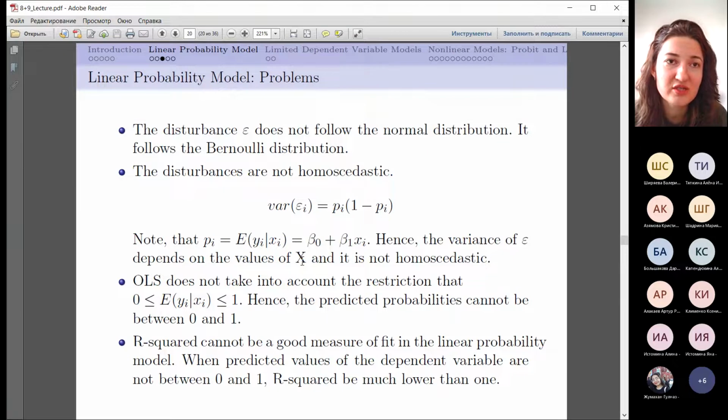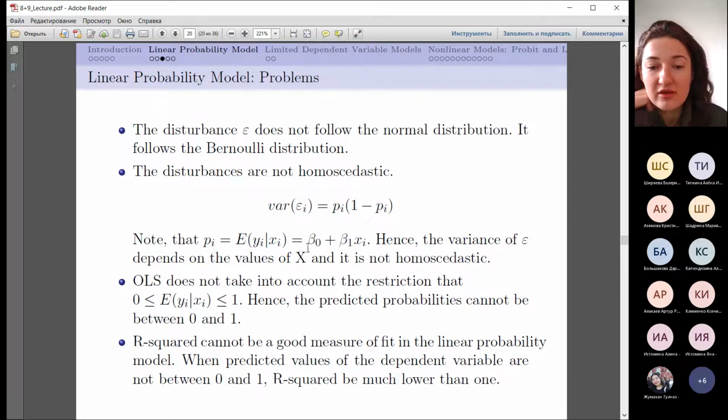It's too hard for such a method to understand this. This method works with continuous dependent variables. And the last point, the last argument that it's not better to use the linear probability model, is that R squared and adjusted R squared in such kind of models cannot properly say something about how good or how bad your model is in general.